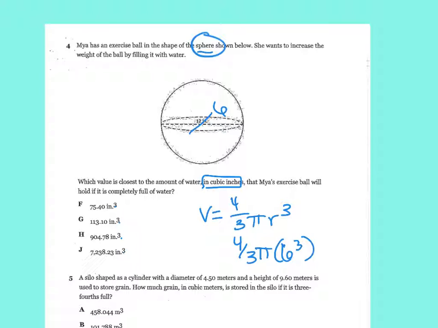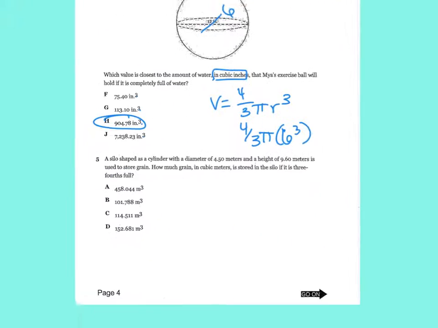Times 6 cubed. So I'm going to plug that in the calculator just like I see it. Alpha y equals 4/3 times pi times 6 to the 3rd power. So caret top 3. And I get 904.77. So that's the closest.